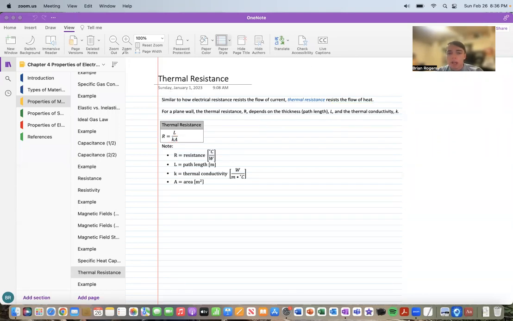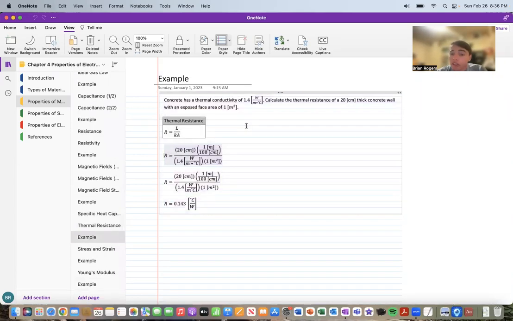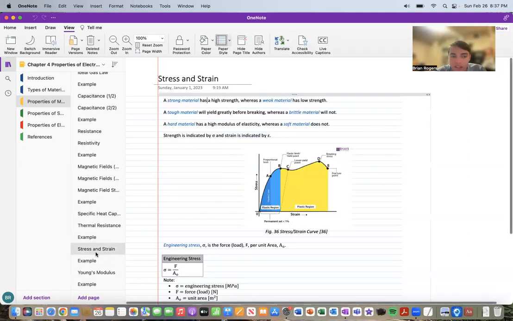And so looking at an example, concrete has a thermal conductivity, and it gives us those specifics. Calculate the thermal resistance of a 20 centimeter thick concrete wall with an exposed face area of 1 meter squared. And so calculating this thermal resistance, plugging in what we know here, we're going to get as a result 0.143 for our thermal resistance. And so it's just going to be how much it resists that heat. So that's what thermal conductivity implies.